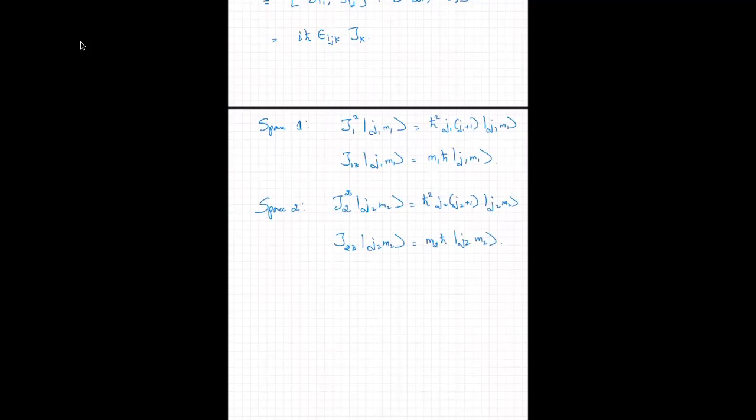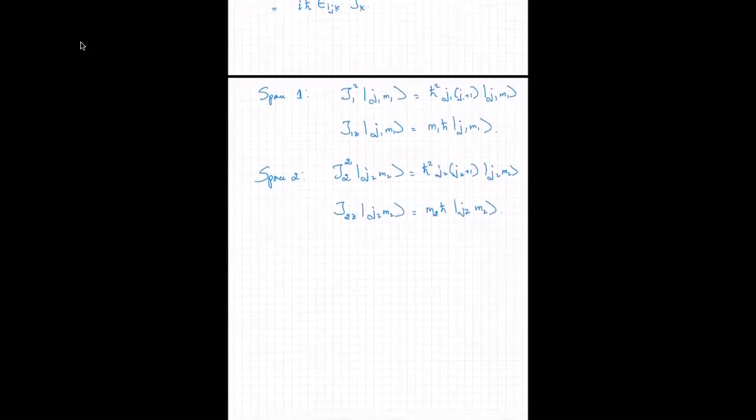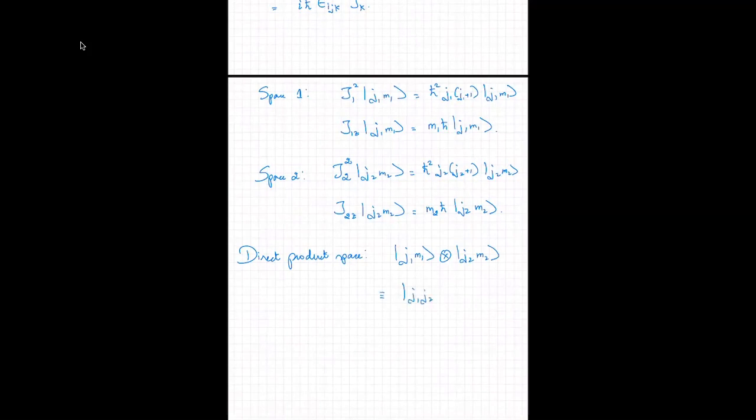Now, what do I mean by the direct product space? The direct product space is usually composed of basis vectors which are a direct product of these two basis vectors, right? So in the direct product space, the basis vectors are |j1 m1> direct product |j2 m2>. Okay. Now we don't need new notation for these basis vectors. So I'm going to call them |j1 j2; m1 m2>.